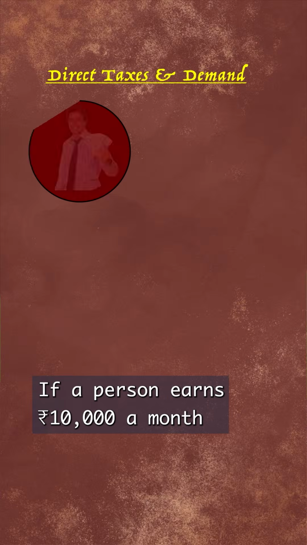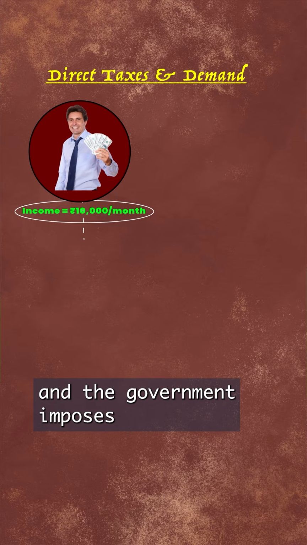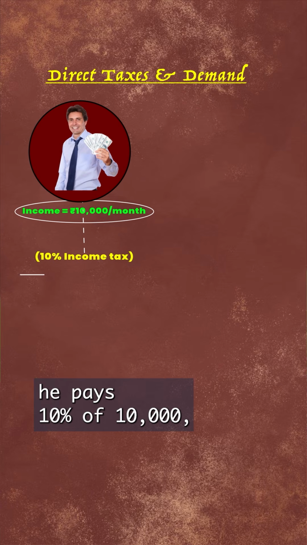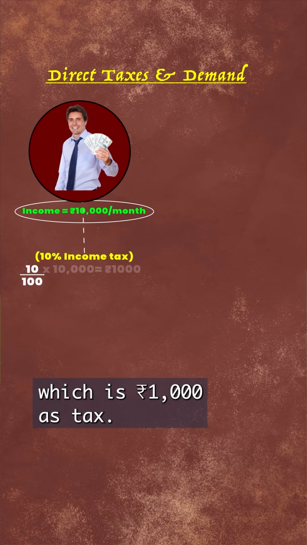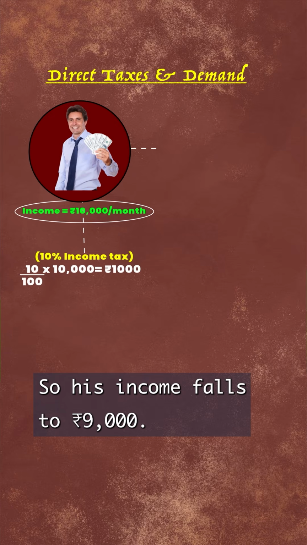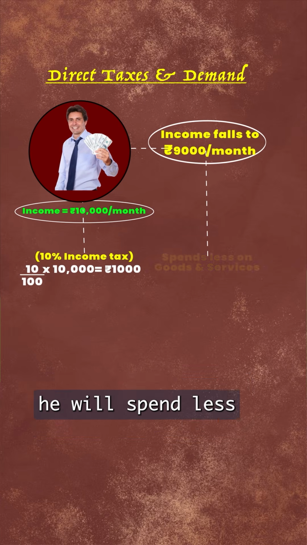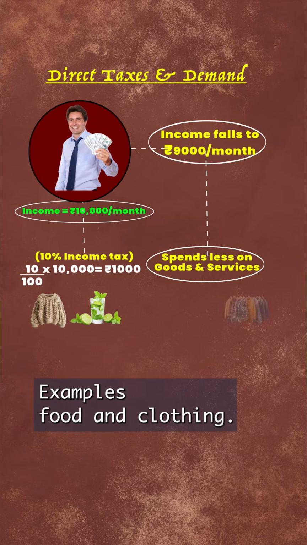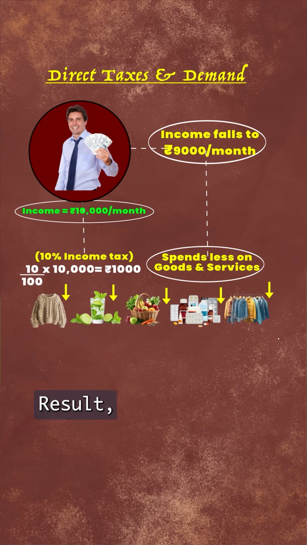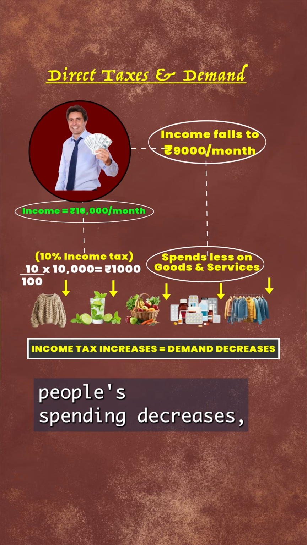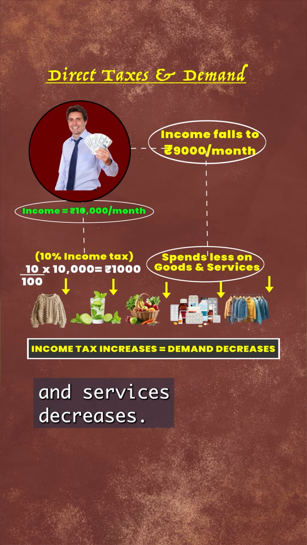First, consider the direct tax example. If a person earns 10,000 rupees a month and the government imposes a 10% income tax, he pays 10% of 10,000, which is 1,000 rupees as tax. So his income falls to 9,000. Since his income has decreased, he will spend less on goods and services, for example, food and clothing. Result: when income tax increases, people's spending decreases. So demand for goods and services decreases.